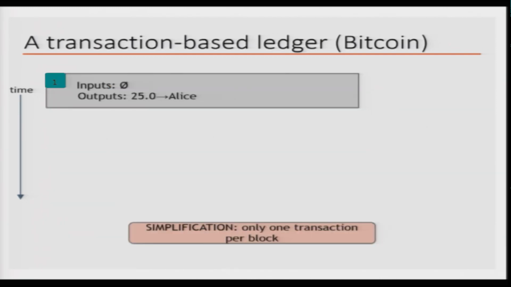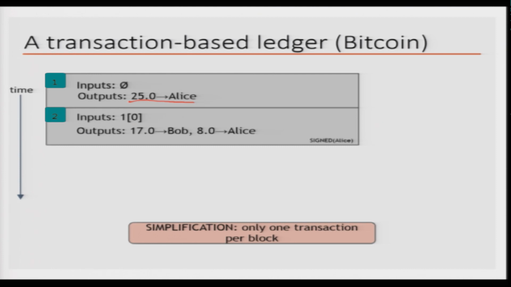What Bitcoin does is actually a transaction-based ledger. So they only keep track of transactions, not the account balances. The first transaction, for example, is a genesis transaction, and what is happening is that there is no input to this transaction, but the output says give 25 coins to Alice. Now, at this point only Alice can use the next transaction. What Alice has to do now is refer to the transaction that gave her the 25 coins. Transactions are numbered. These are transaction IDs.